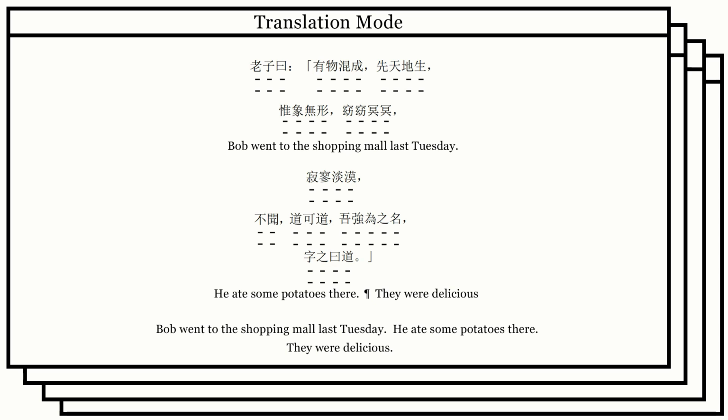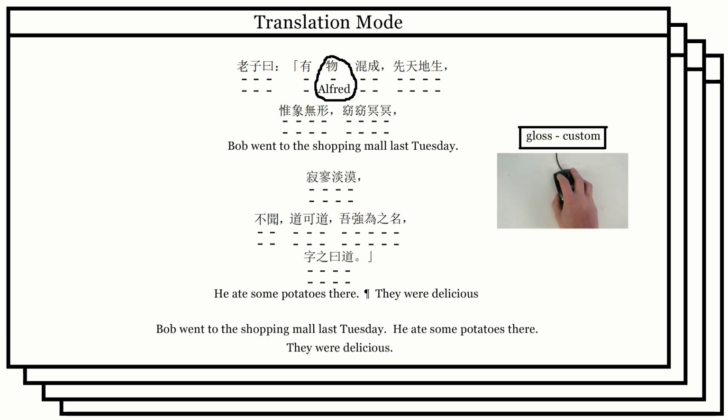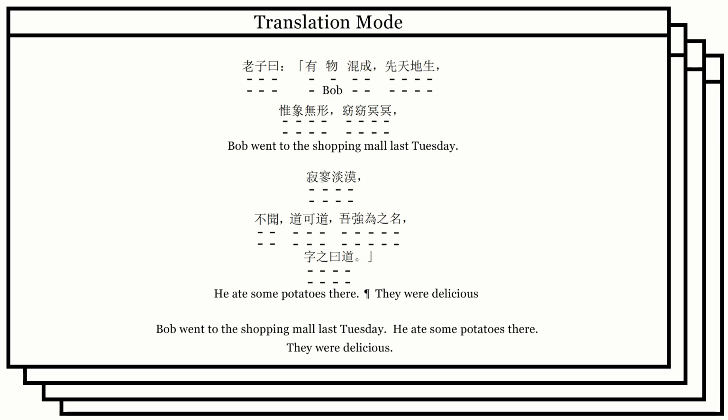Let's suppose the user selects this word and then clicks on the button gloss-custom, then whatever he types in next becomes the gloss for that word. Suppose he types in Alfred, now the gloss for this word is Alfred. Now suppose he clicks on the same word and does gloss-custom again and types in Bob, now the gloss for this word is Bob. With gloss-custom you can set or change any word's gloss here in translation mode to anything you type in. Next, a similar thing for the pronunciations of words, but it's slightly more complicated.